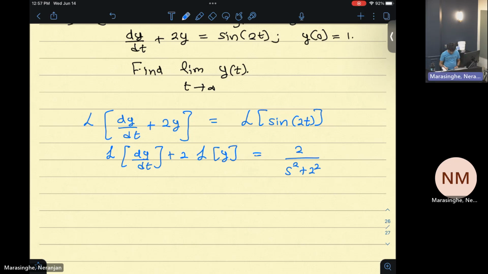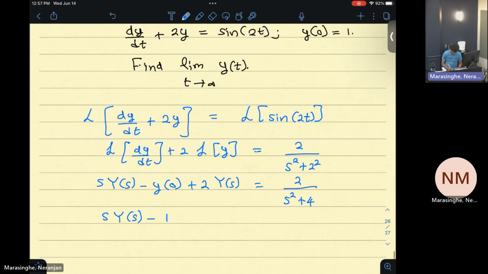Okay. Right. So let's simplify the left hand side. We know that the Laplace transform of simple y is Y(s). So this is going to be s times Y(s) minus y(0), by the formula that I did yesterday. Plus 2 times the Laplace transform of y, Y(s), is equal to 2 divided by s square plus 4. Okay. Right. So I would get s times Y(s) minus y(0). y(0) is 1, plus 2 times Y(s) equal to 2 divided by s square plus 4. Okay.